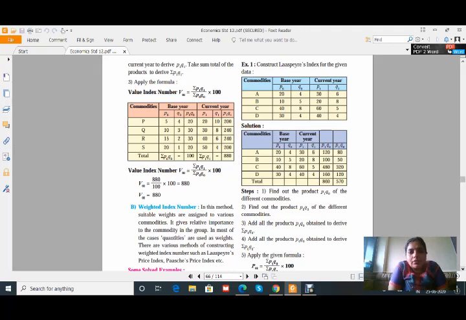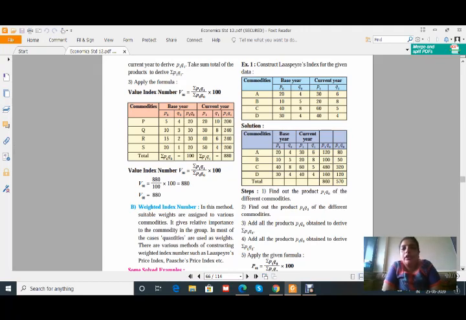How to calculate this? In the base year, it is divided into three columns, P0, Q0 and P0 Q0. In the current year, it is divided into three columns, P1, Q1 and P1 Q1. P0 Q0 is the multiplication of P0 into Q0. That means for the first commodity in the base year, 5 4s are 20, 10 3s are 30, and so on. After that you have to take the summation, that means the total.